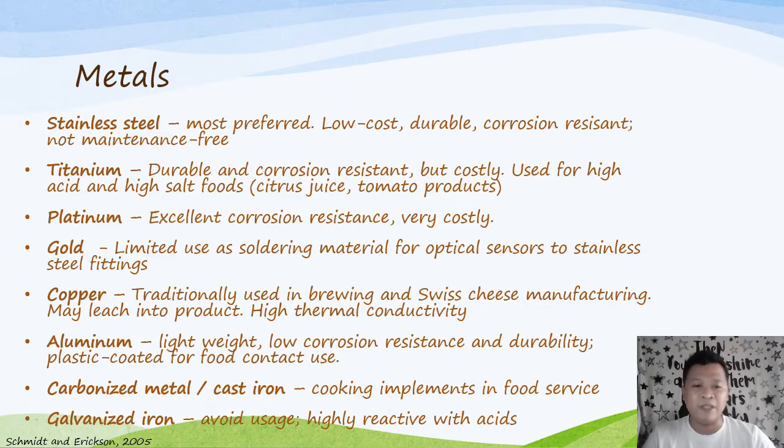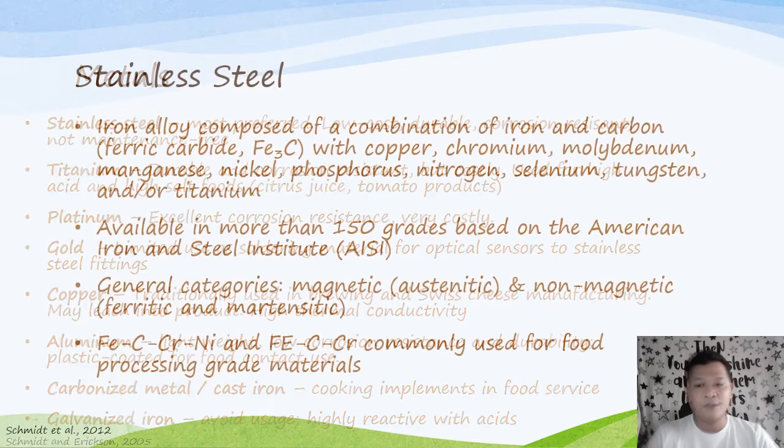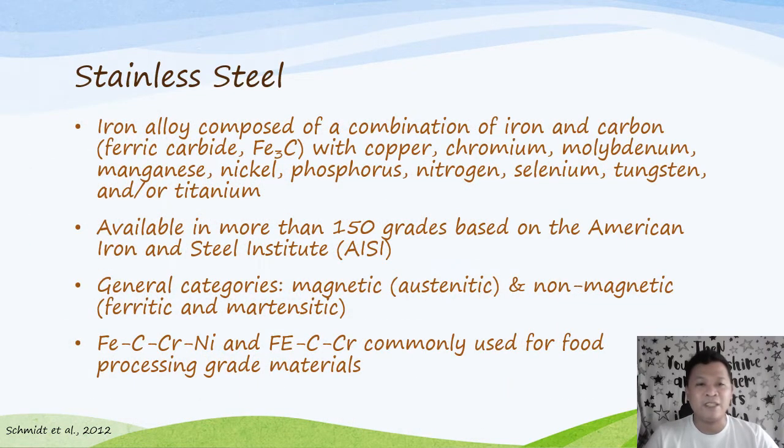And although aluminum is lightweight and corrosion resistant, it's not as durable, and usually it's plastic coated when used for food contact, especially as a packaging material. You also have carbonized metal or cast iron, which is still used mainly in food service, and galvanized iron is already avoided, especially as it is reactive with acids. Focus tayo sa stainless steel because it's the most common. Ano nga ba ang stainless steel?